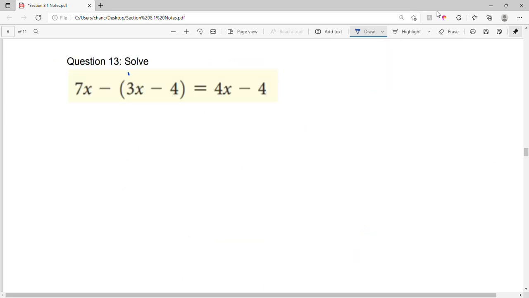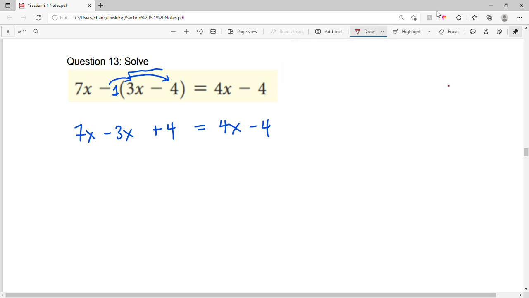Question 13, we're going to solve for x. We always start by getting rid of these parentheses. So let's distribute that negative. Pretend that's a negative 1 in front of that parentheses. So we have 7x, negative 1 times 3x, that's negative 3x. Negative 1 times negative 4, that's a positive 4, and that's equal to 4x minus 4.